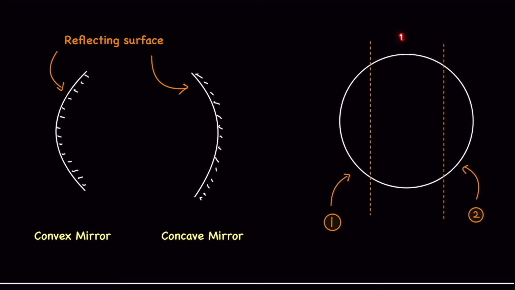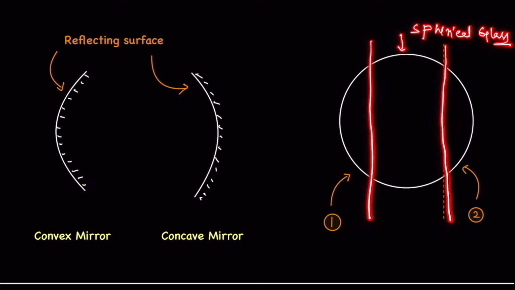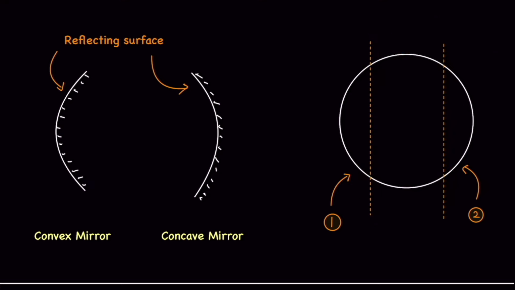Here we took a spherical glass, and suppose we cut this glass like this. So in the first glass we are taking the outer surface as a reflecting surface, and in the second one the inner surface as a reflecting surface. So based on that, we have two types of spherical mirror. One is a convex mirror, second is a concave mirror. When we are taking the outer one as a reflecting surface, it is a convex mirror, and when we are taking the inner one as a reflecting surface, it is a concave mirror.